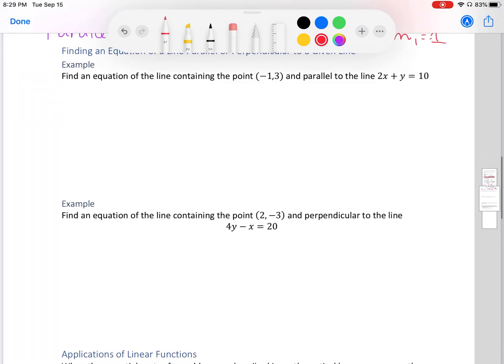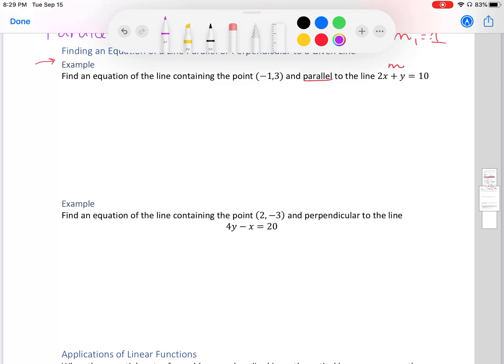Okay, so our example reads, find an equation of the line containing the point negative 1, 3 that is parallel to the line 2x plus y. All right, we want parallel. So what we want to do is we want to steal the slope from this equation. Let's go ahead and give this a try.